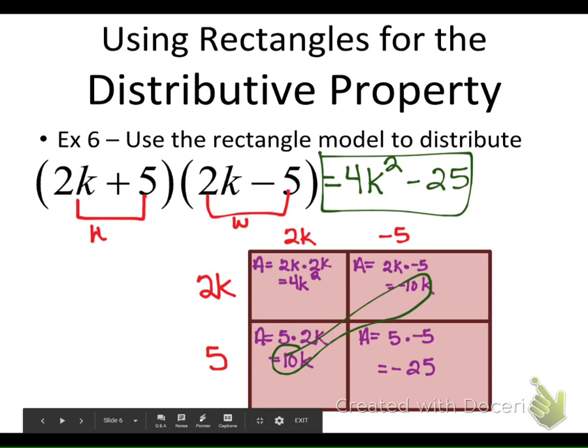Okay, so examples 7 and 8 are going to be similar to your opener today, where I'm going to give you the problem. You guys are going to have to draw the area model and then solve using the distributive property. Okay?